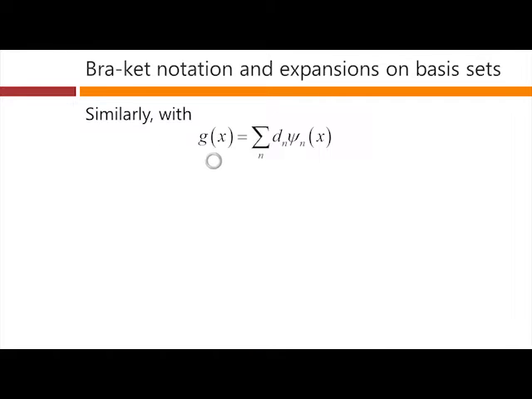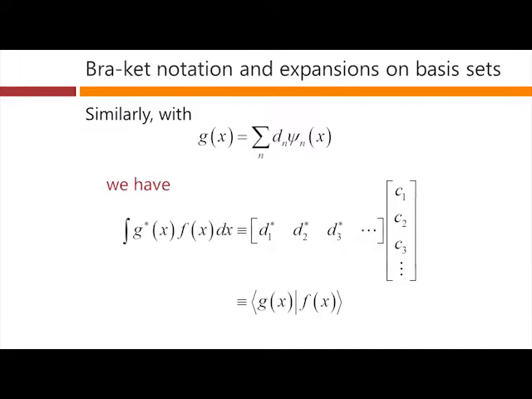Similarly, if we were to expand another function, g of x, on the same basis, now we'd get expansion coefficients, say dn instead of the cn. Then this integral here would correspond to the product of these two vectors, the expansion coefficients for f and the complex conjugates of the expansion coefficients for g. And of course, that is just the bra ket product here of the bra version of g and the ket version of f.